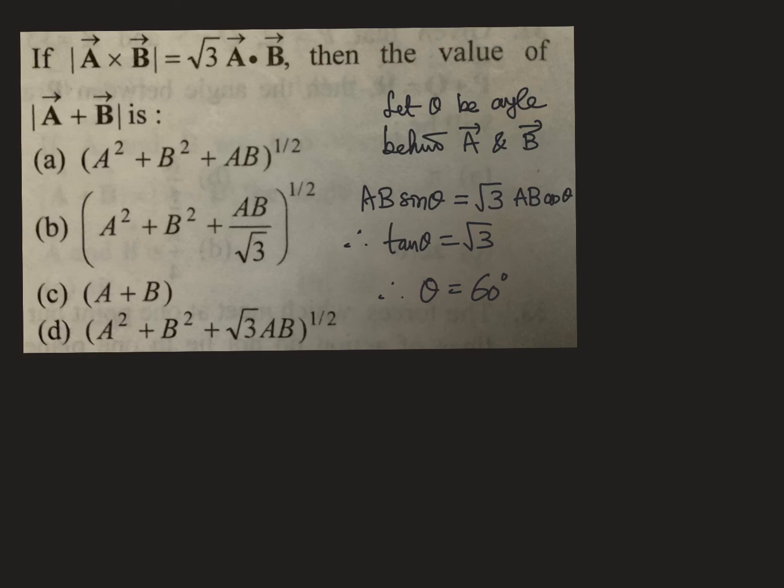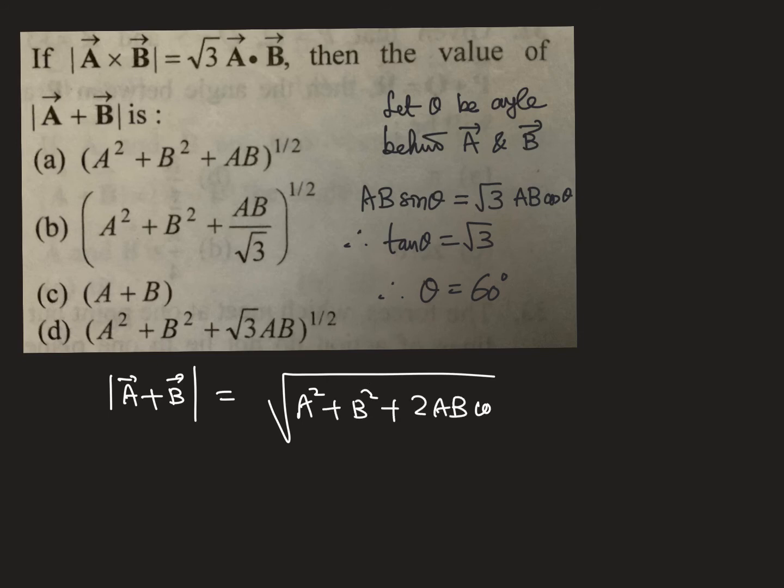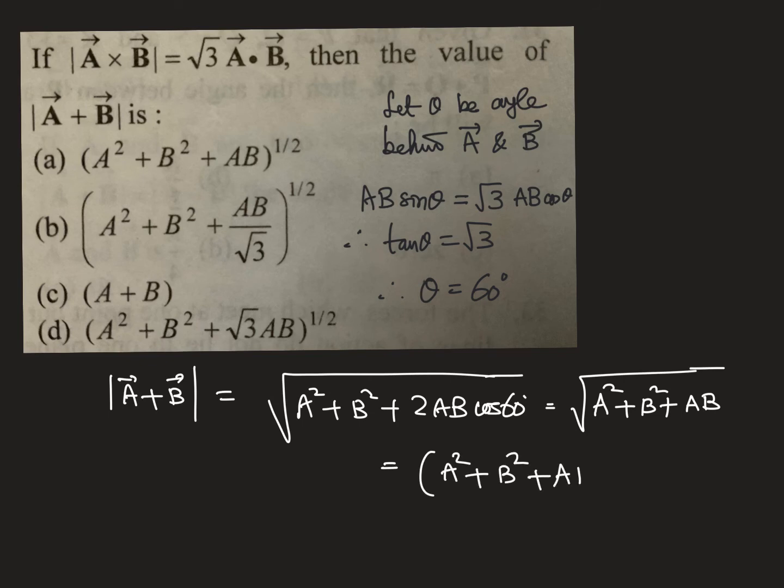So therefore the resultant of A and B, mod of A plus B, is equal to square root of A square plus B square plus 2AB cos theta. That means cos 60 degree. So that means it is root over A square plus B square plus 2AB into half. So AB. So that means it's actually (A square plus B square plus AB) to the power half.